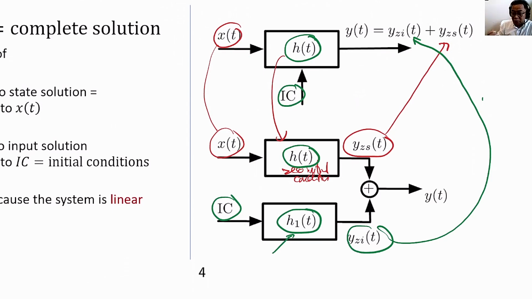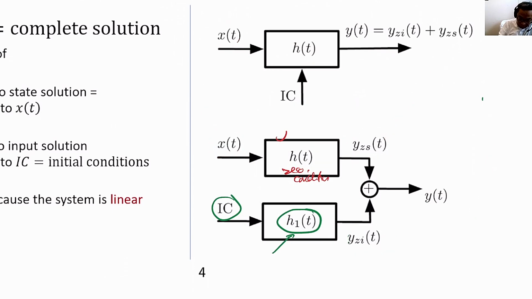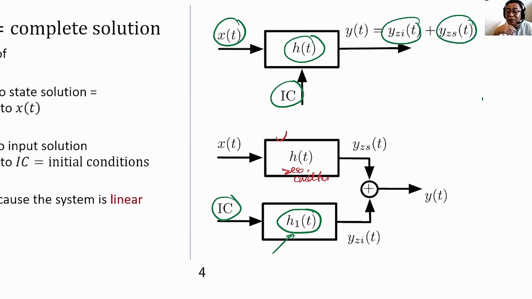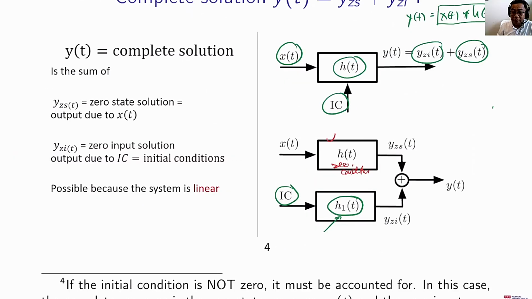But the big picture of this diagram is simply to say that now I have two inputs. One is called x of t and one is called the initial condition into the system. Therefore I should have two different outputs, one representing each of these inputs. And the reason why we can do this is because the system is linear.